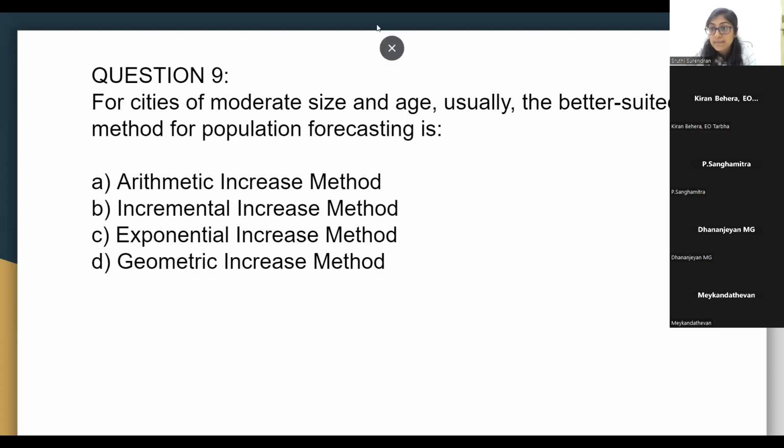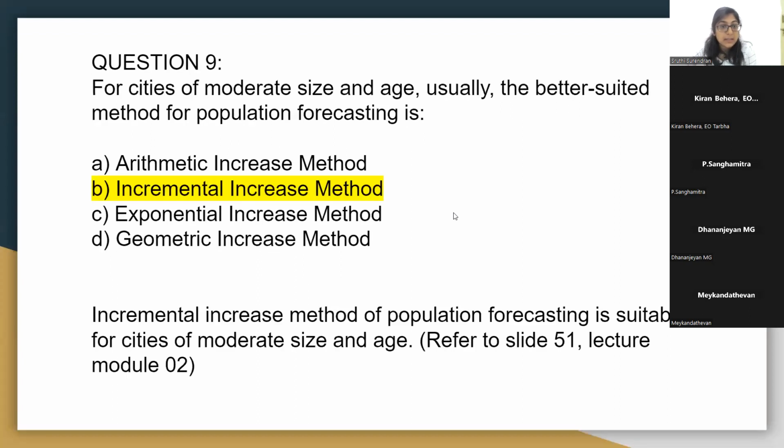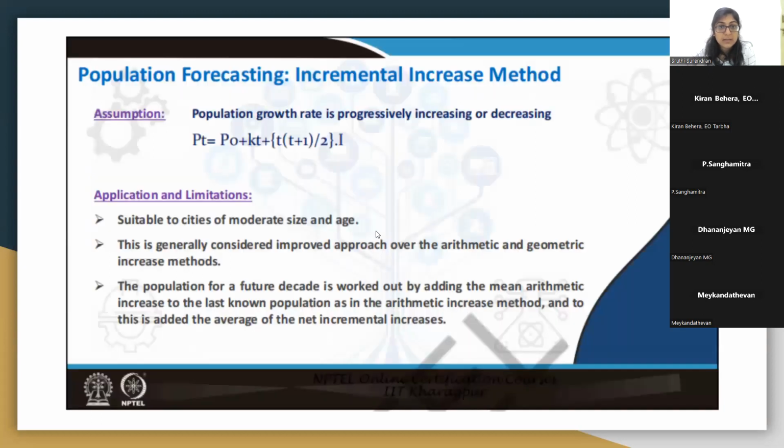B, C, C. Okay, let's move to the answer. It's incremental increase method. It is the best suited for cities of moderate size and age. If you see in the slides, for all the methods: arithmetical increase method, geometric, incremental, logistic curve method, they have written the applications, the requirements, as well as the limitations. For cities of moderate size and age, it is incremental increase method.